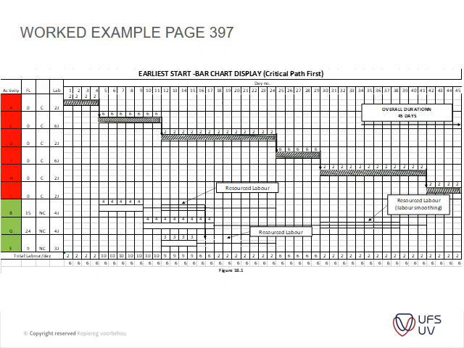Okay guys, so we're doing the example on page 397, so you guys can go there. Basically I'm just reading there on figure 18.1, which illustrates a 45 day project with 9 activities, A to I.